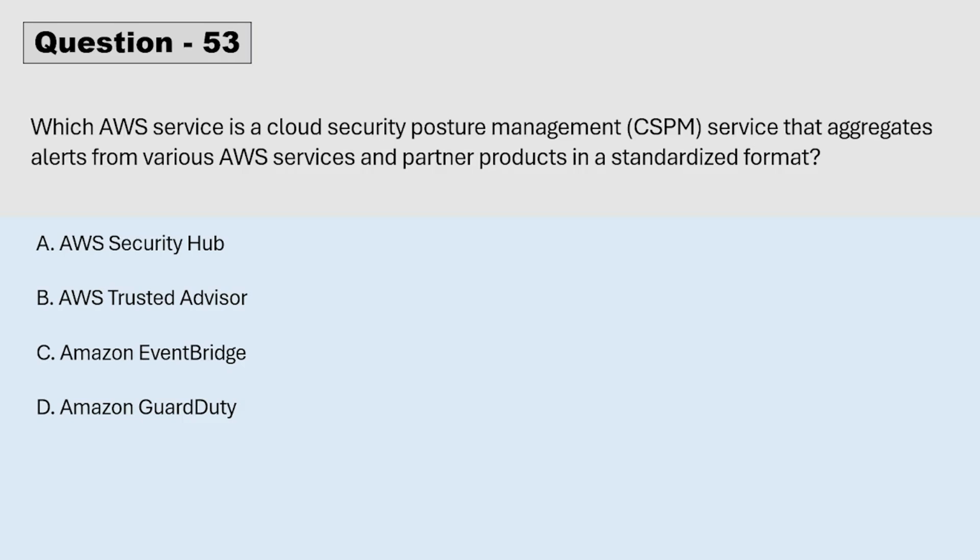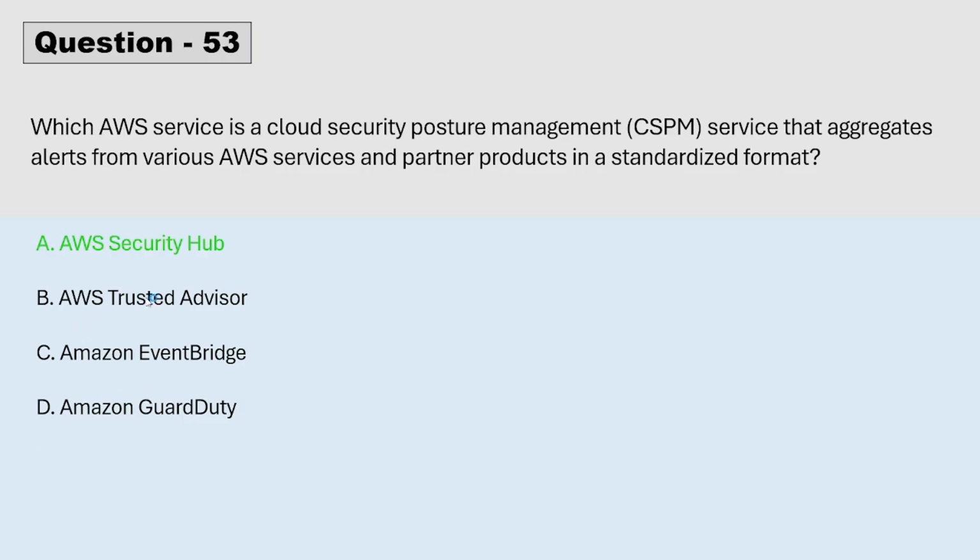Okay, this time instead of directly revealing the answer, I'm first explaining the options themselves. Then you can try to guess. So what is AWS Security Hub? AWS Security Hub is a service that aggregates and prioritizes security findings from various AWS services and integrated partner products. It provides a centralized view of security alerts and compliance status, helping users to identify and remediate security issues.